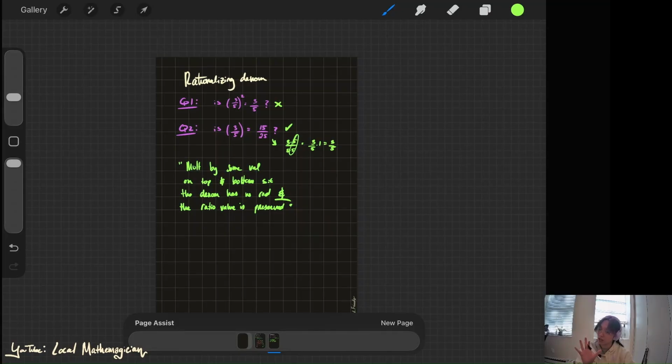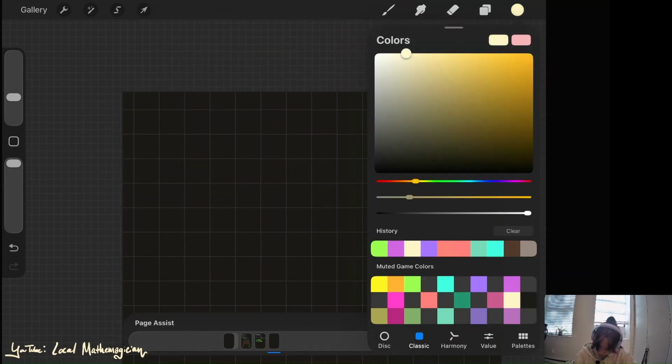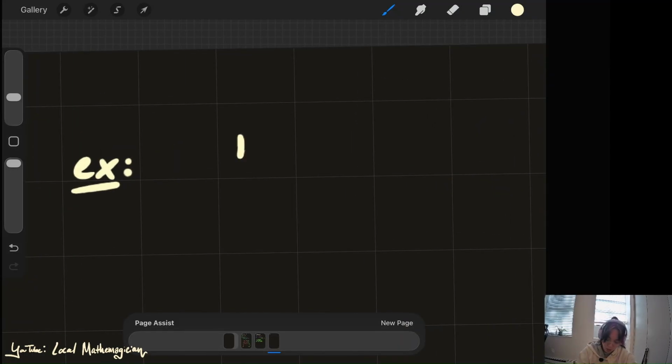Now that we have the ground rules, let's put it all together. Let's say, for example, you have 1 over root 3. That's not a rational number, or at least the denominator is not rational. How do you turn root 3 rational? Well, root 3 means that you have to multiply 2 of them together to get 3.